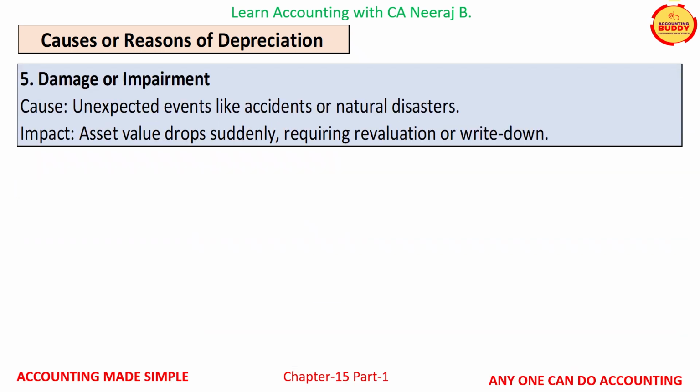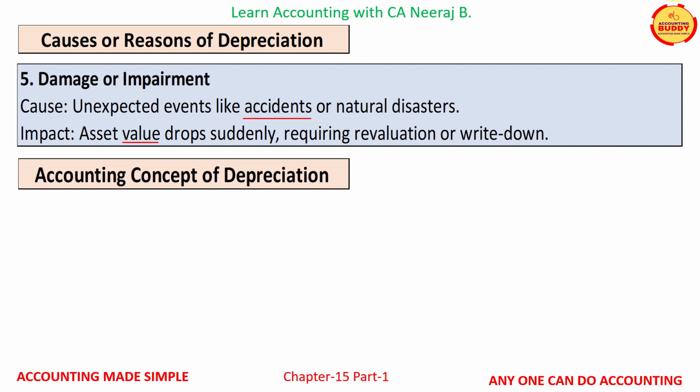Damage or impairment of an asset is another reason for depreciation. Unexpected events like accidents or natural disasters result in sudden drop in the value of the asset. As a result, the asset needs to be either revalued or written down.